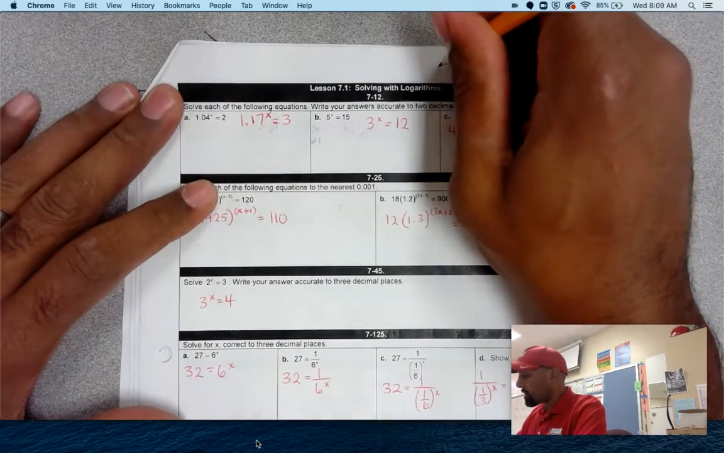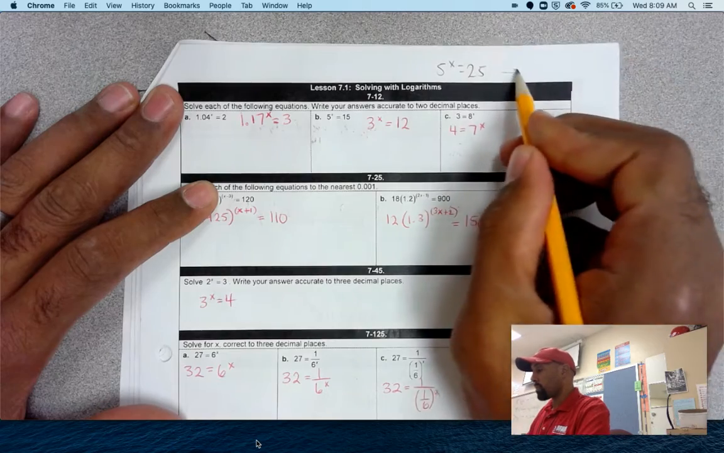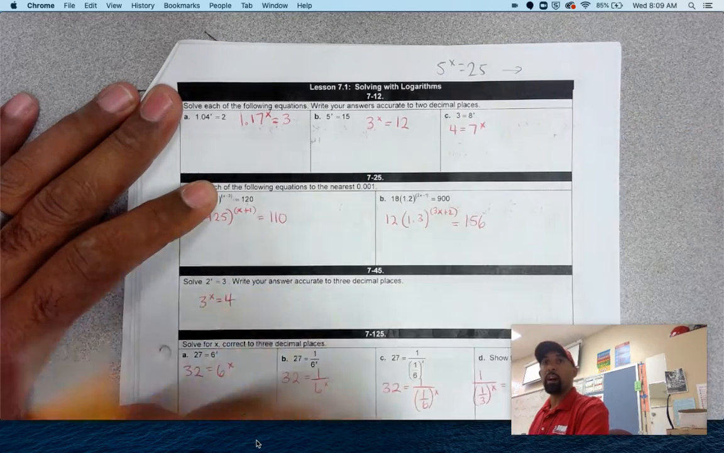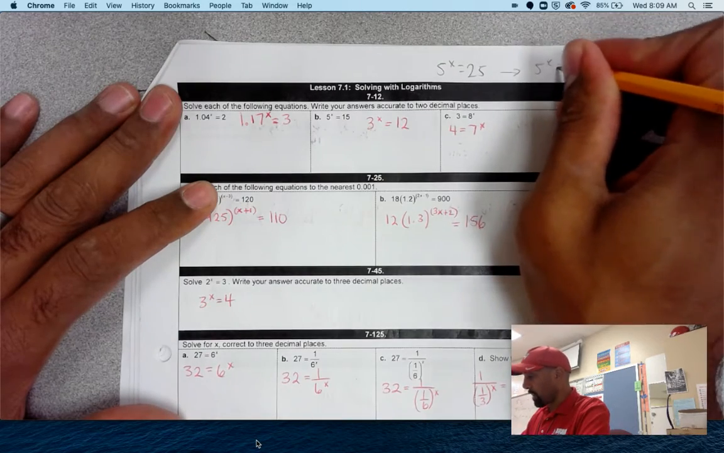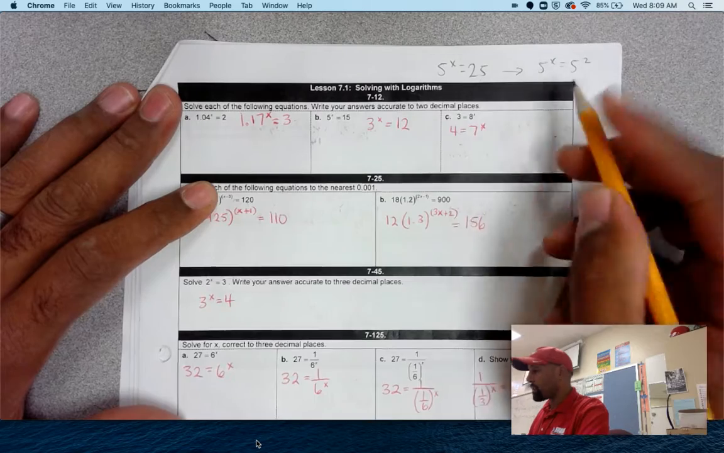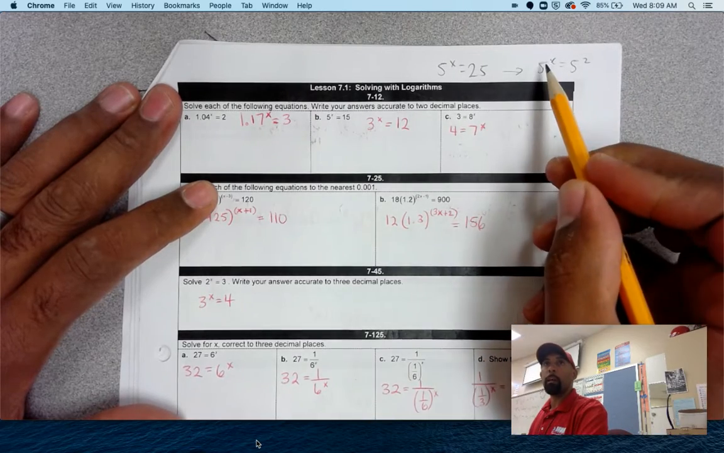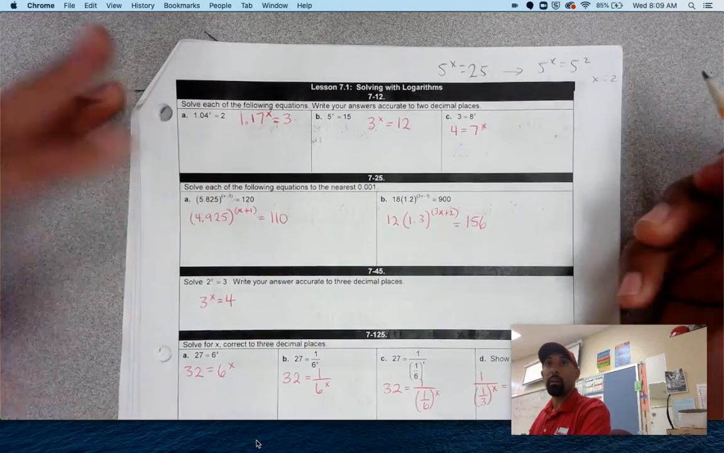So what I mean by that is, let's say I have 5 to the x equals 25. What I would do is change this 25 so that it has the same base as the number on the left. So this is still 5 to the x. 25 is the same as 5 squared. Notice how they have the same base now. So that must mean that x equals 2, right? So that would be a simple way to solve that.